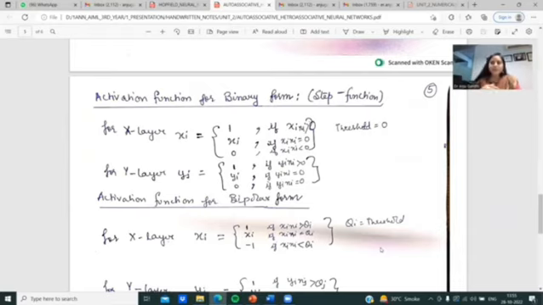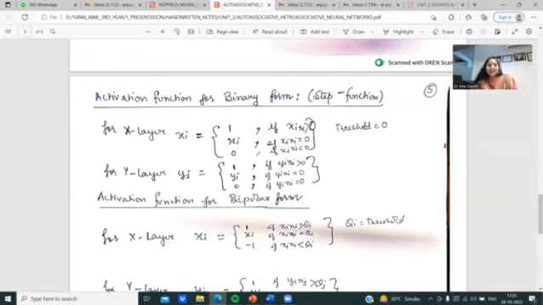Now talking about the step function in the case of the binary function, we have an X layer and a Y layer. This is for the X layer, this is for the Y layer. This is how we have to calculate the activation function: it is 1 when the product of Xi and Wij is greater than 0, Xi when it is equal to 0, and when it's less than 0, it will be 0.